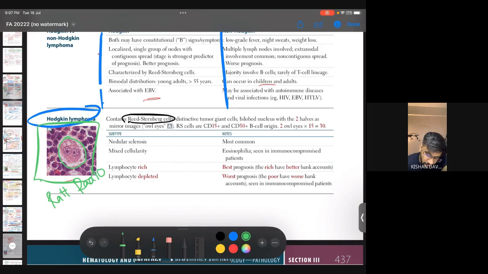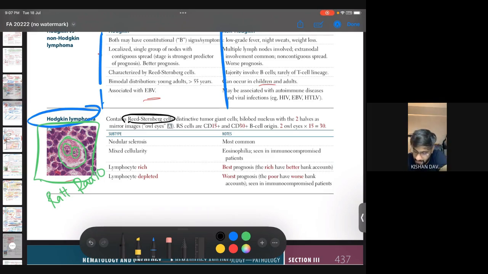See this image. If you find these two cells, the owl eye cells, that is Reed-Sternberg cell. You need to keep them in mind whenever this image pops up. Think about Hodgkin lymphoma. This is the easiest way to diagnose.